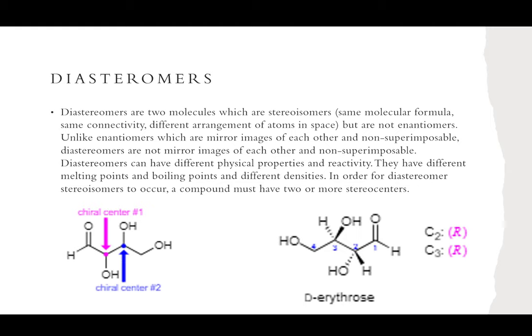Diastereomers can have different physical properties and reactivity. They have different melting points, boiling points and different densities. So based off the fact that they are just not mirror images, they actually change drastically, right? For example, with the two, well, I'm not going to get into that yet. But in order for diastereomers to occur, a compound must have two or more stereocenters. So it means that more than one carbon is chiral. So you must have more than one chiral center on the molecule, and then you have a diastereomer, right?